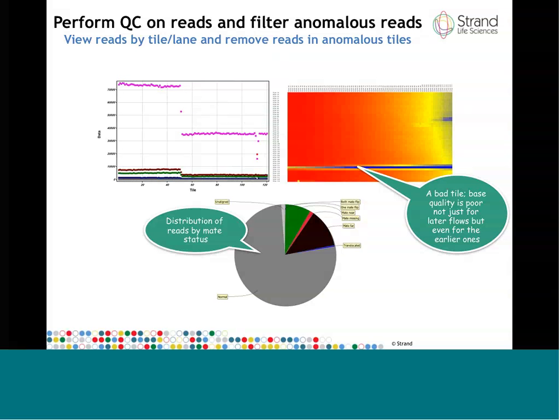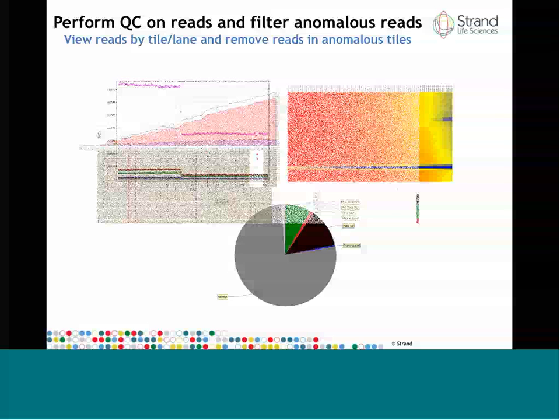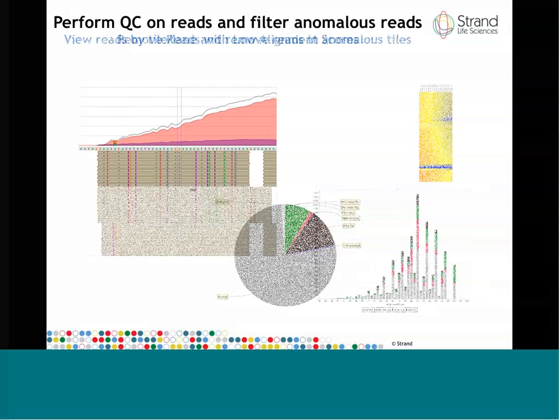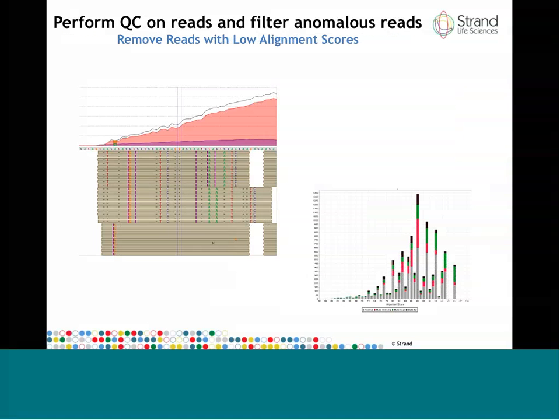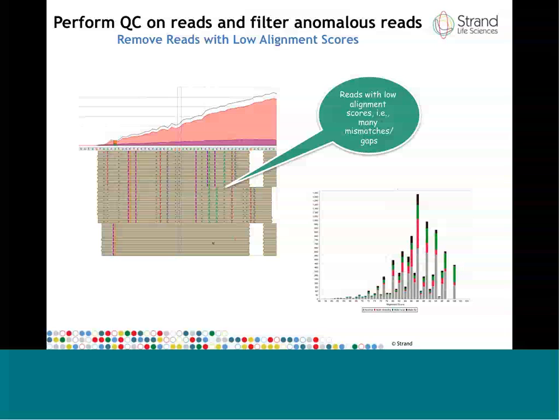So that's one set of QCing on reads that you can do. The next set of read QCs has a direct impact on the SNP calls that you'll be making later, and that has to do with what we call alignment scores. Every read, when it maps to the genome, is also given an alignment score which captures the number of mismatches that are needed to make this read map to the genome.